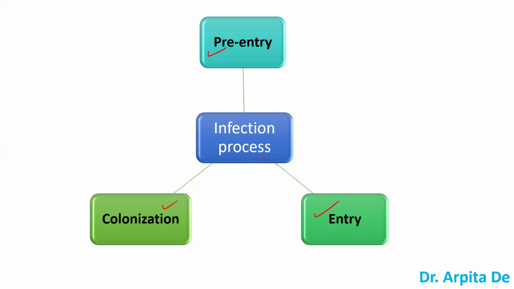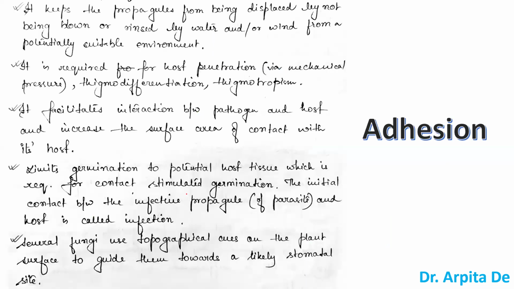Some pathogens develop specialized penetration structures like appressoria, while others utilize pre-existing openings in the plant surface such as wounds or stomatal pores. This pre-entry event is followed by the entry phase, and finally, if these are successful, the pathogen is able to colonize the susceptible host.